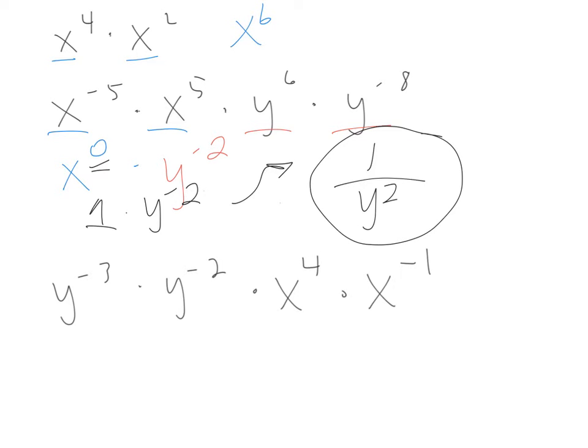Last one on this page. Y to the negative 3, y to the negative 2. So this becomes y to the negative 5 times x. 4 plus negative 1 is 3. We don't want that negative exponent, so we need to draw our fraction bar, bring it down, x to the third on top.